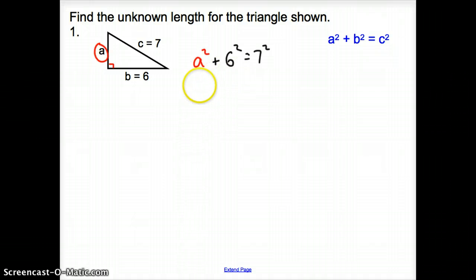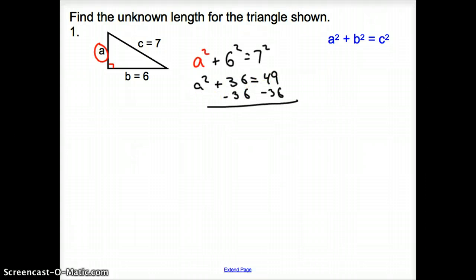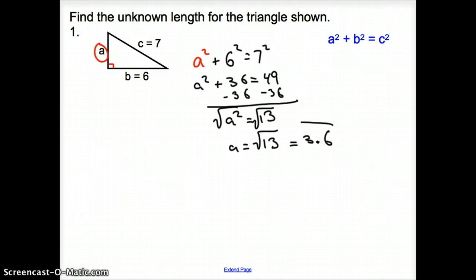Now we just have to simplify this, so it's A squared plus 36, that equals 7 squared, which is 49. Now to solve for A squared, I'm going to subtract this 36 over and then bring down my A squared equals 13. How do you get rid of the square? Please remember that we have to square root to get rid of a square. So A equals the square root of 13, or in decimal form it's going to be 3.6 for our final answer. So A is 3.6.